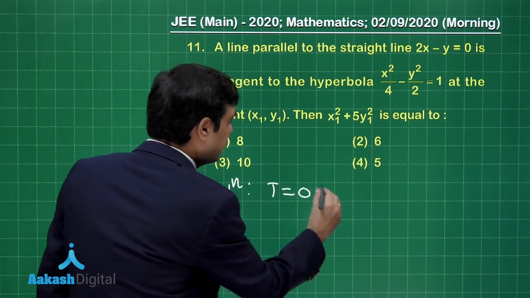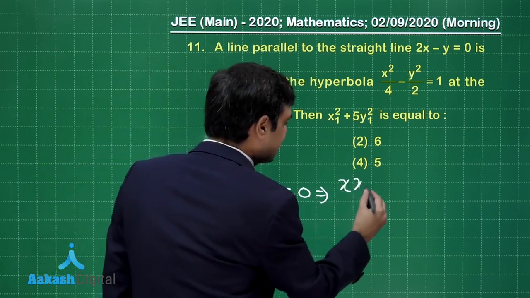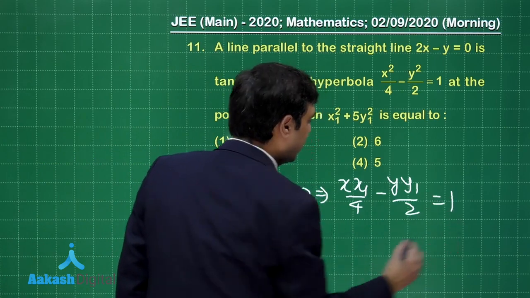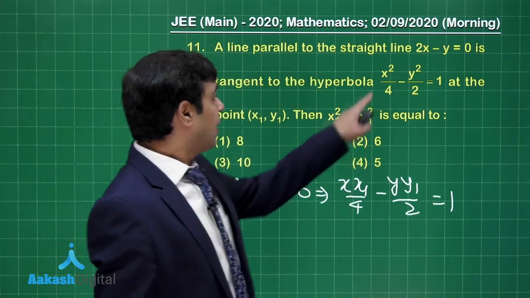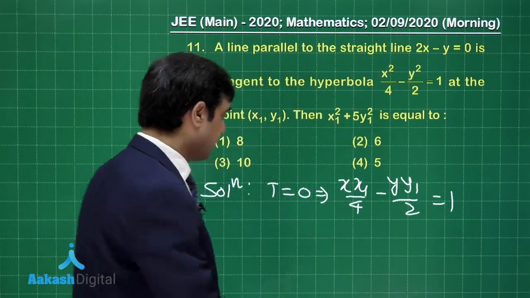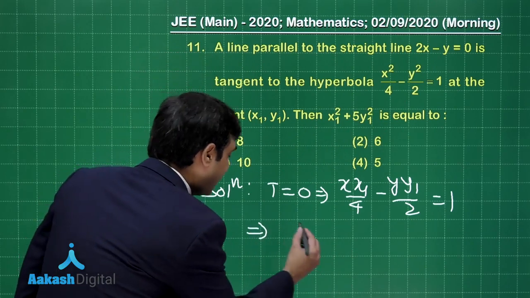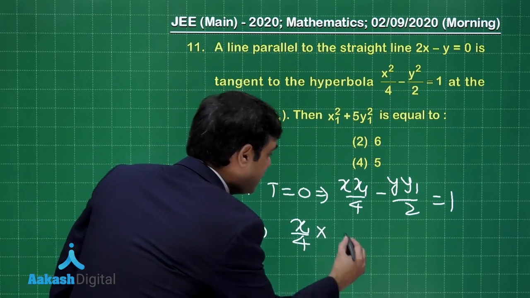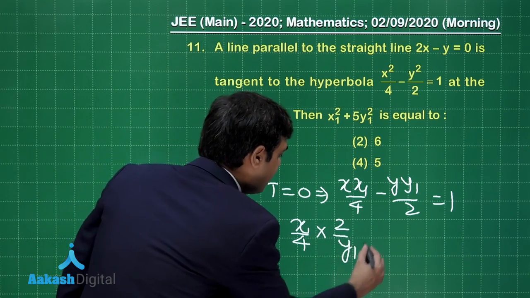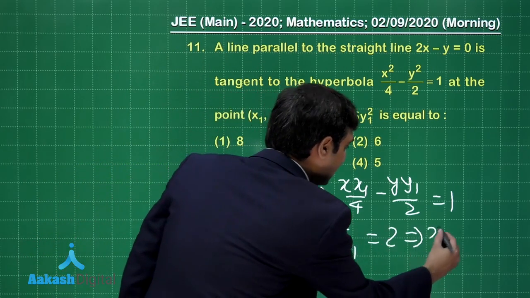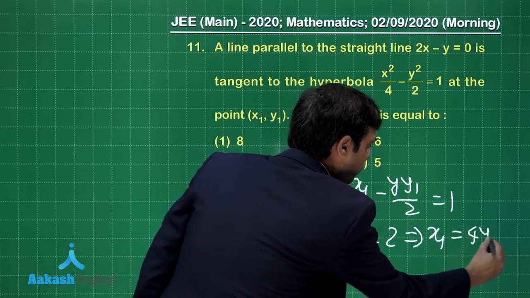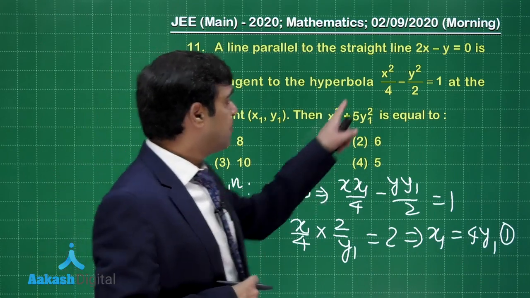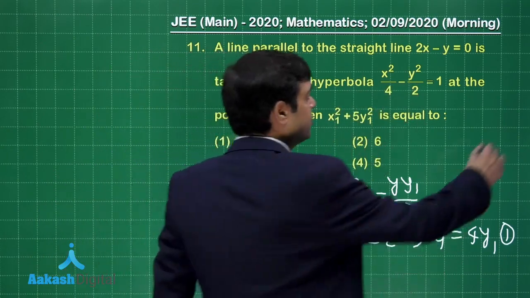Tangent, that is T equals 0, giving you x1 by 4 minus y1 by 2 is equal to 1. It is parallel to this line, so the slope must be 2. Slope, that is x1 by 4 into 2 by y1, this must be equal to 2, giving you x1 is equal to 4y1, one relation. x1, y1 is a point lying on this hyperbola. So let's substitute.